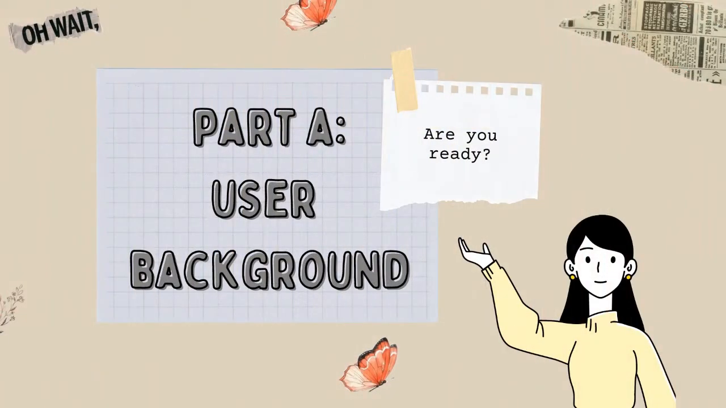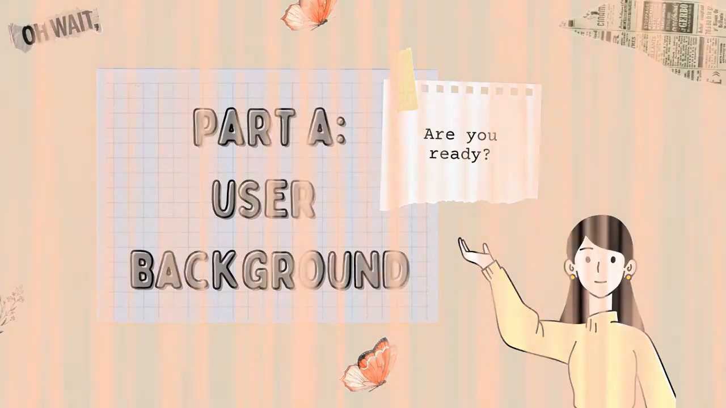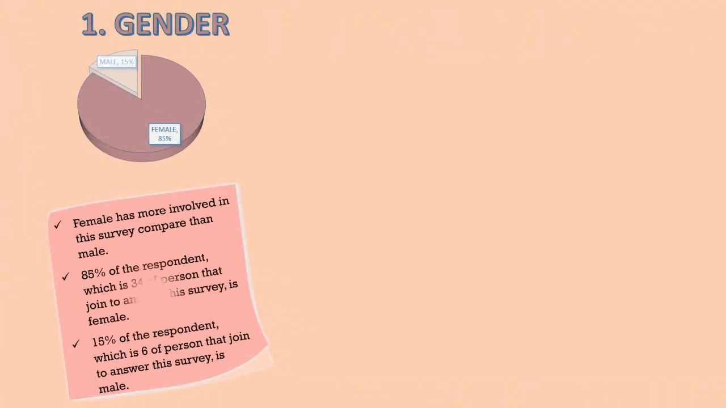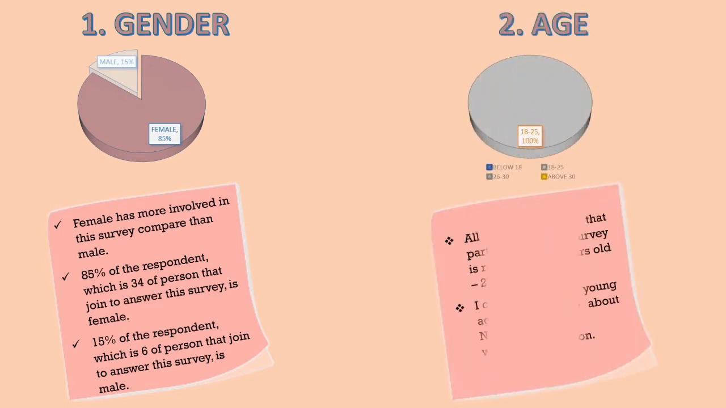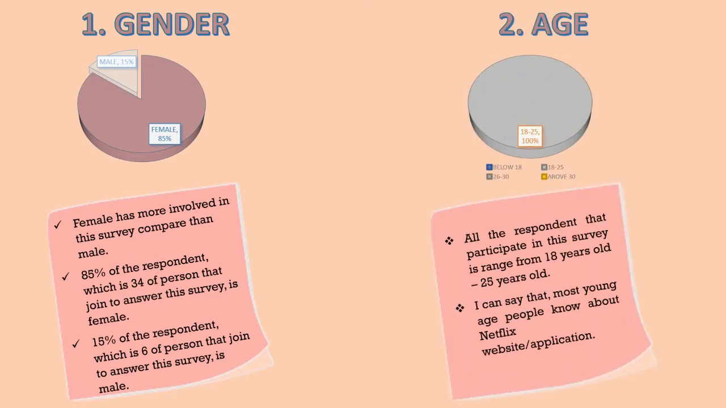Next, let's move on to part A, which is user background. First, gender. From the graph, we can see that females were more involved in the survey compared to males. 85% of the respondents, which is 34 people, who joined the survey are female. And 15% of the respondents, which is 6 people, are male.